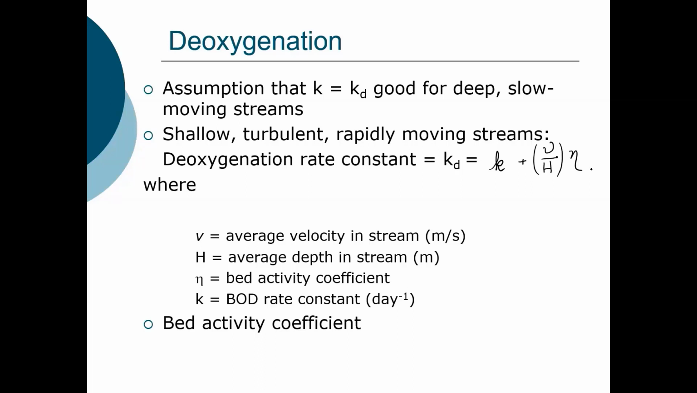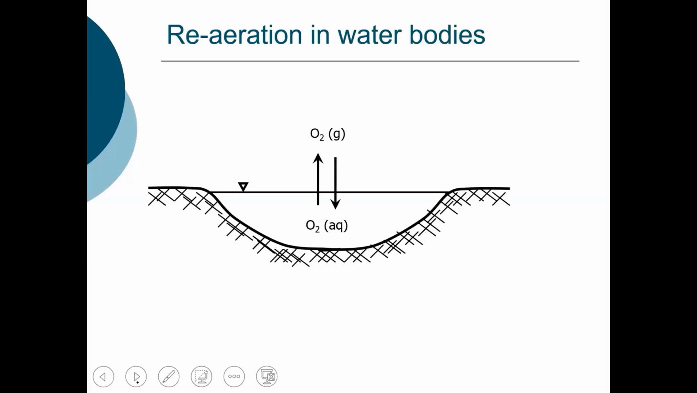And the bed activity coefficient also relates to the quality of the stream, and it ranges from about 0.1 for relatively stagnant or deep water to 0.6 for rapidly flowing water. Now, as I mentioned, the model is really the sum of deoxygenation and reaeration. So we need to talk about how to model the reaeration of oxygen back into the stream.